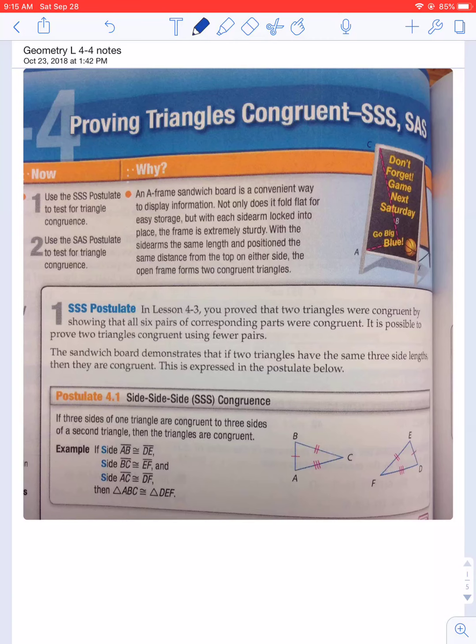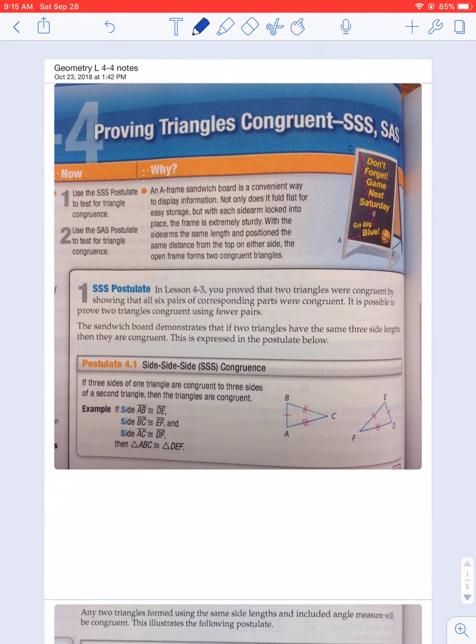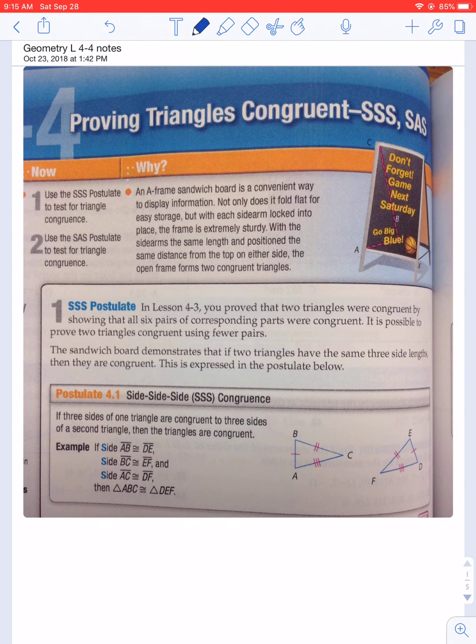Good morning. We are on lesson 4.4. It's called Proving Triangles Are Congruent, and you see these acronyms, SSS and SAS. These are just abbreviations for the side-side-side postulate and the side-angle-side postulate.